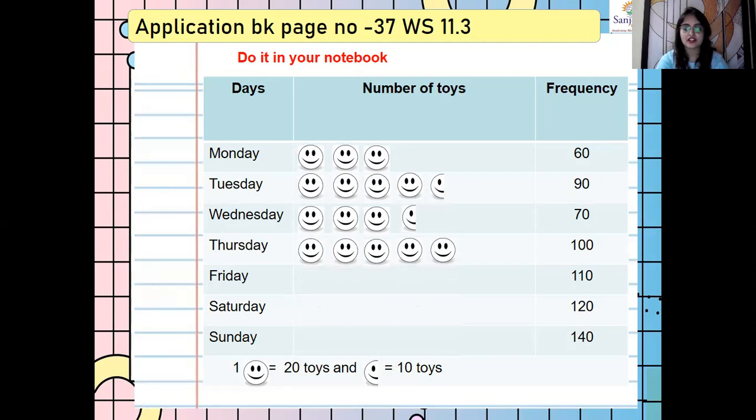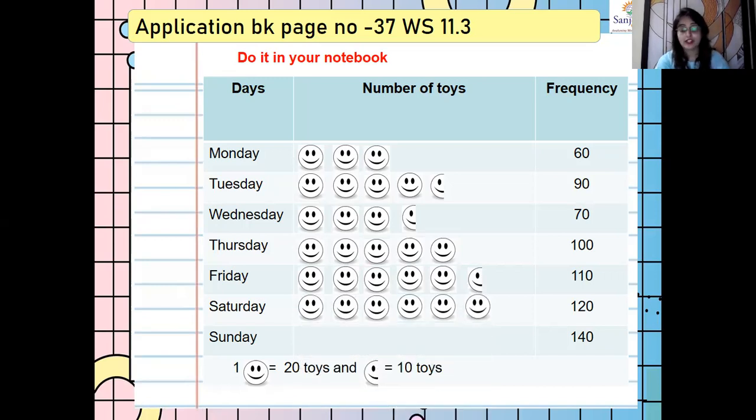Thursday is 100. So 100 divided by 20, you will be drawing 5 smileys. Then Friday is 110. Again, you will be drawing 5 full smileys and 1 half smiley. That is 100 plus 10 is 110. For 120 divided by 20, you will be drawing 6 smileys. That is 120. Okay. And on Sunday, how many toys have been sold? 140. So 140 divided by 20, that will be 7. So you will be drawing 7 smileys.